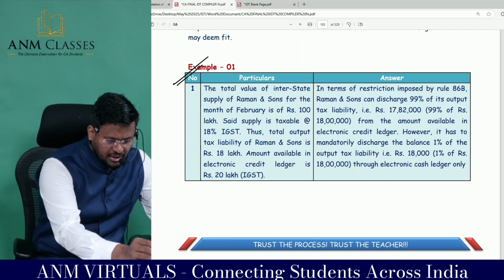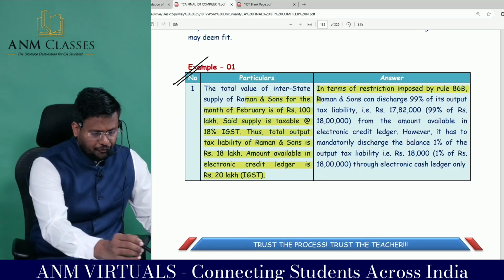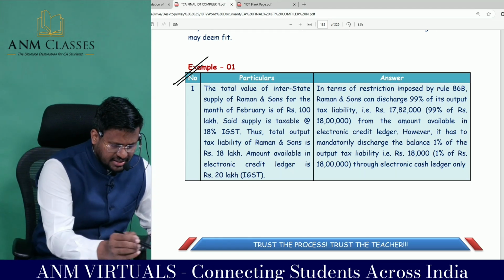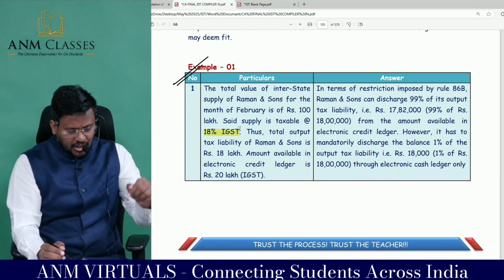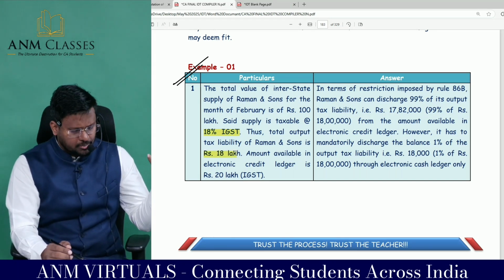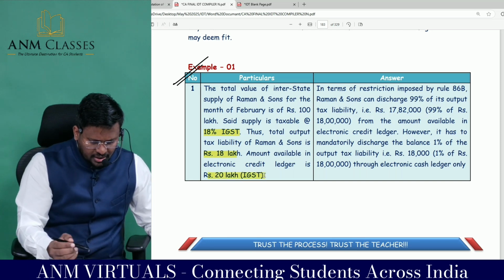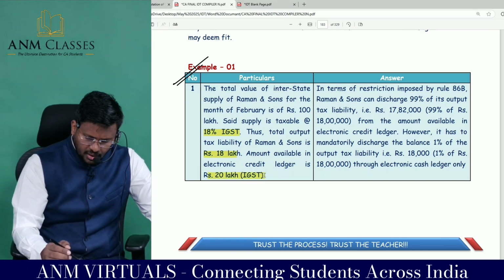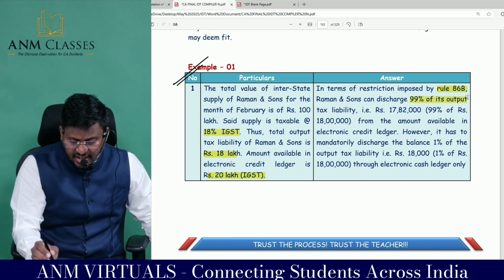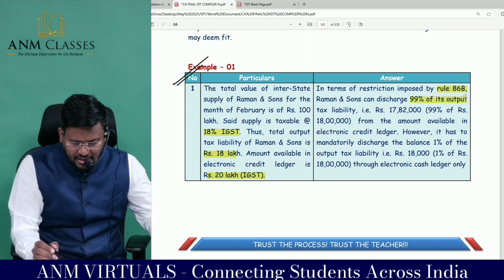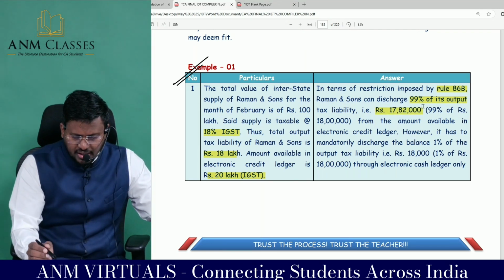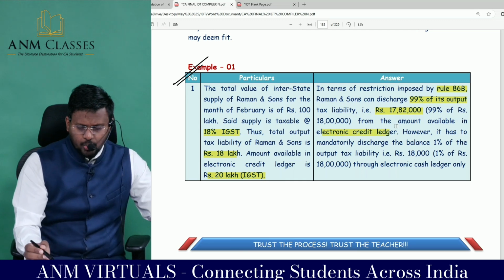The total value of interstate supply of Raman and Sons for the month of February is 100 lakhs, which is more than 50 lakh. Said supply is taxable at 18% IGST. The total output tax liability of Raman and Sons is how much? 18 lakh, which is nothing but 100 lakh into 18%. Amount available in electronic credit ledger comes to how much lakh? In terms of restriction imposed by rule number 86B, Raman and Sons can discharge 99% of its output tax liability. So 18 lakhs into 99% comes to 17 lakh from the amount available in electronic credit ledger.